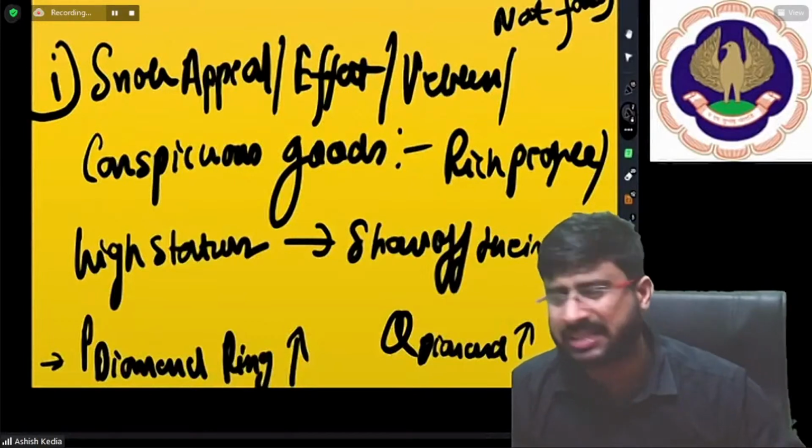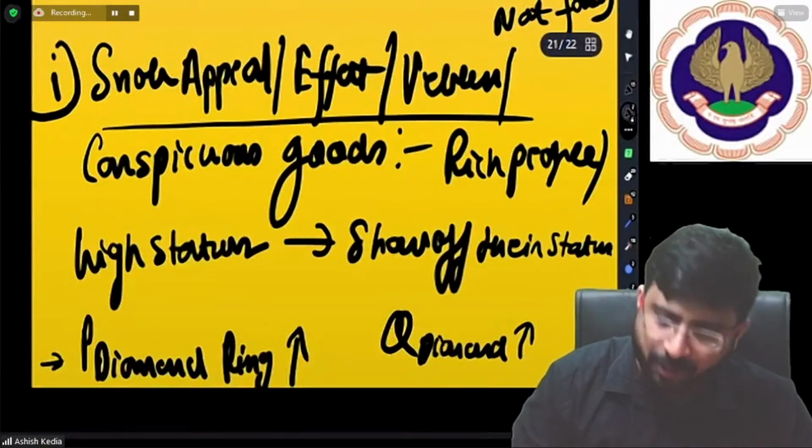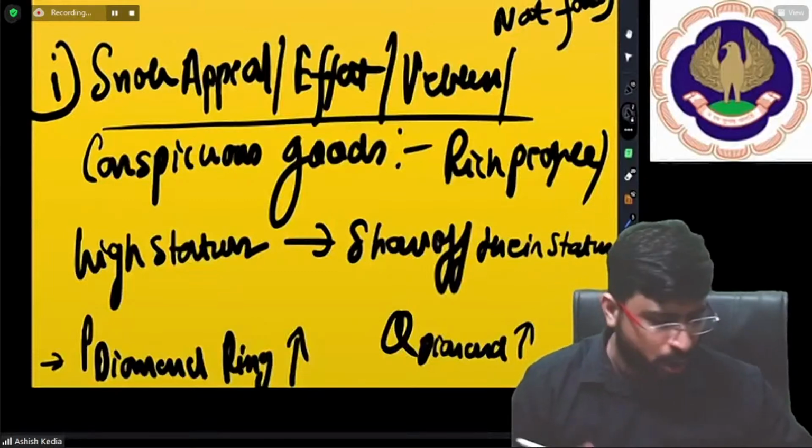Got it? So that is it. That is the logic. Snob appeal, snob effect, Veblen effect, conspicuous consumption, whatever you want to call it, you're free to do that. All right?